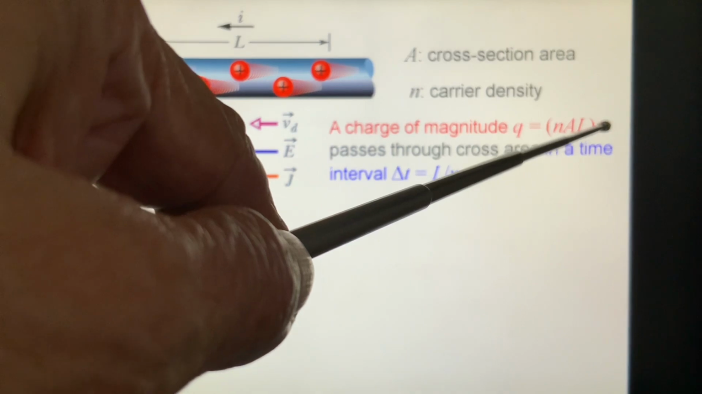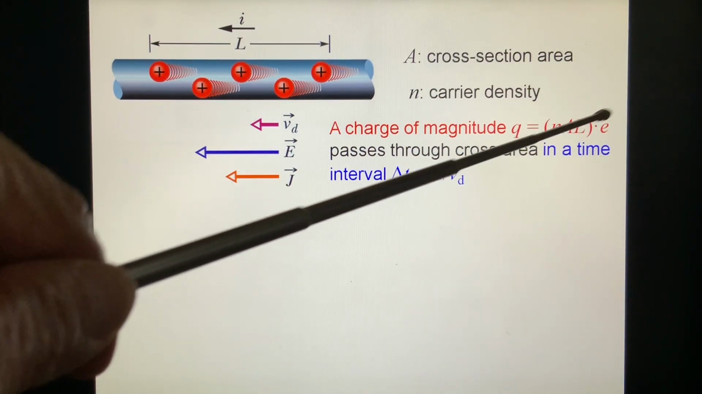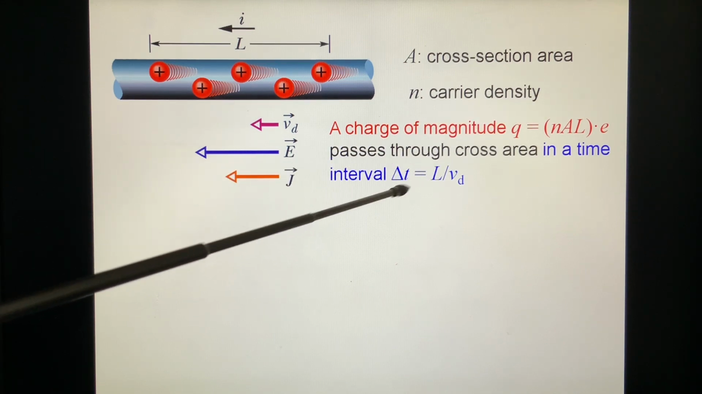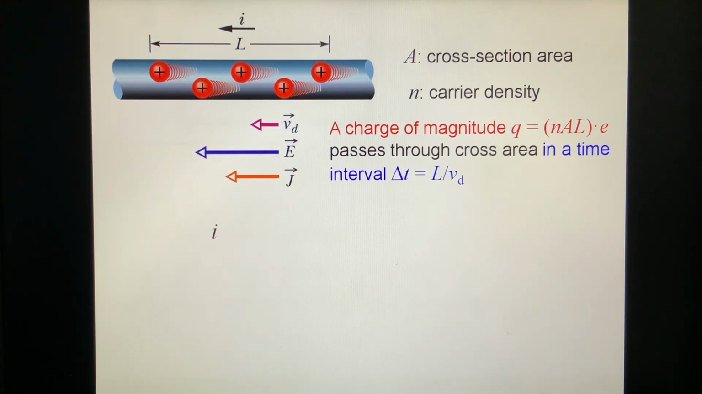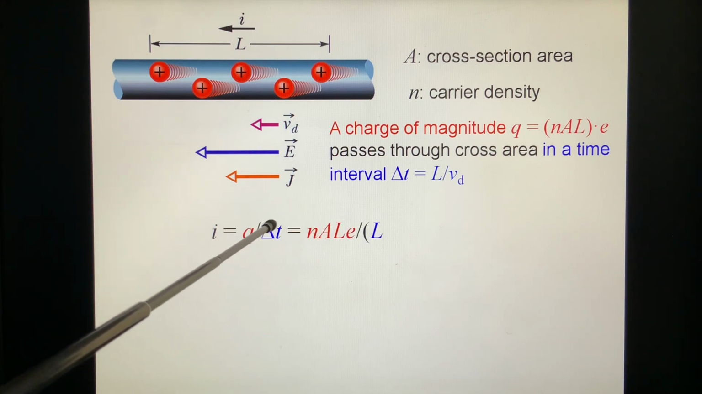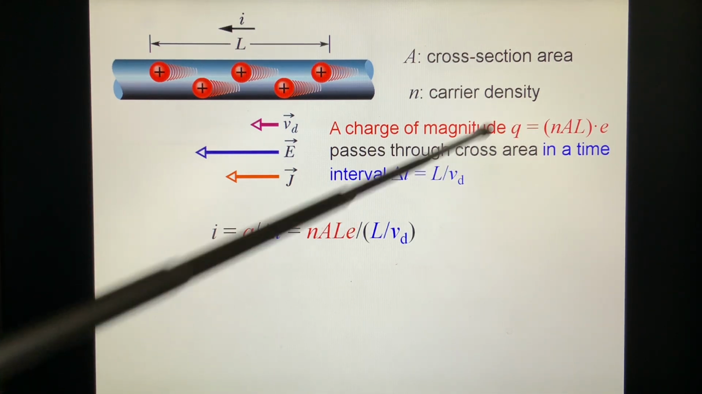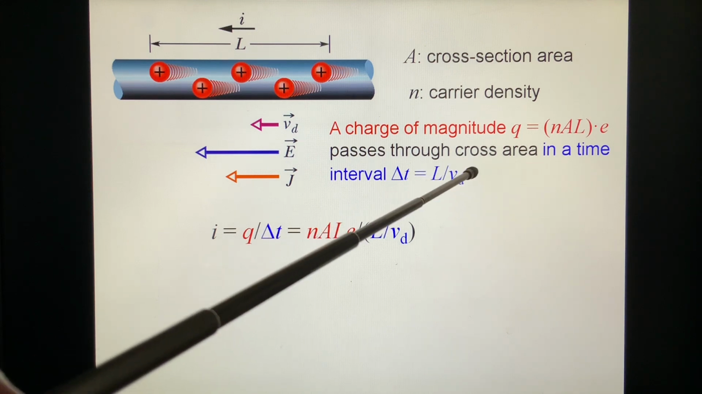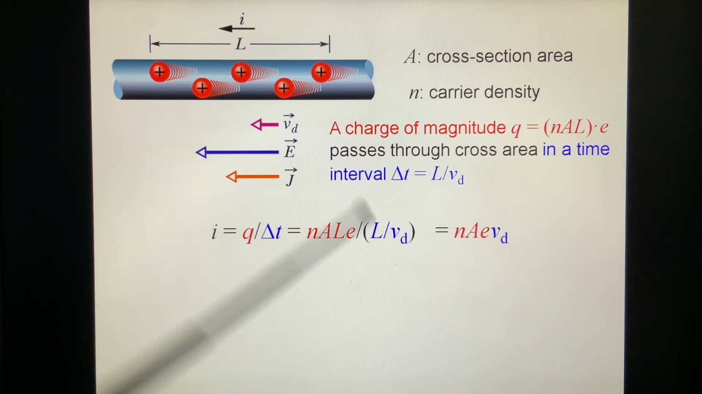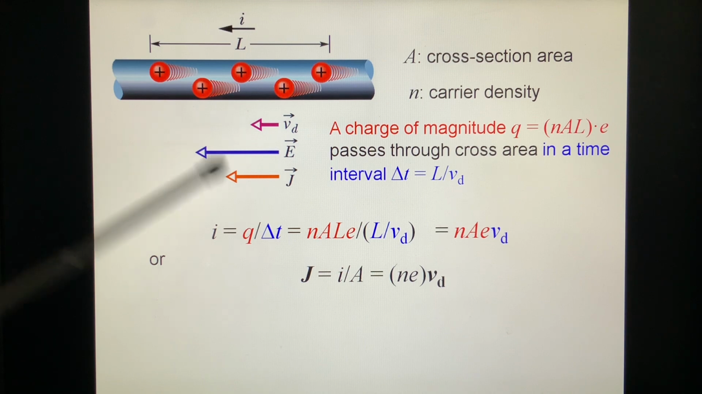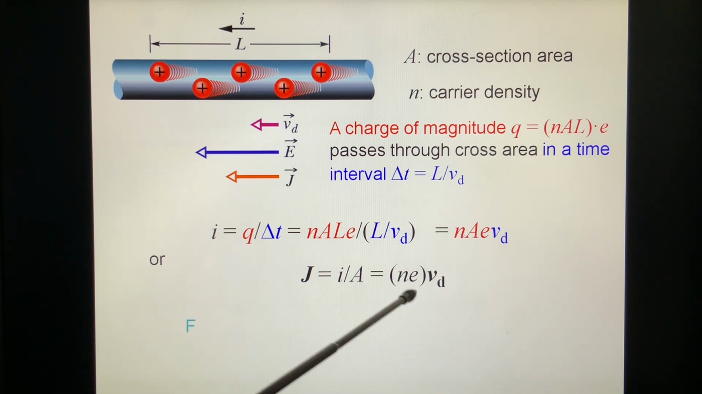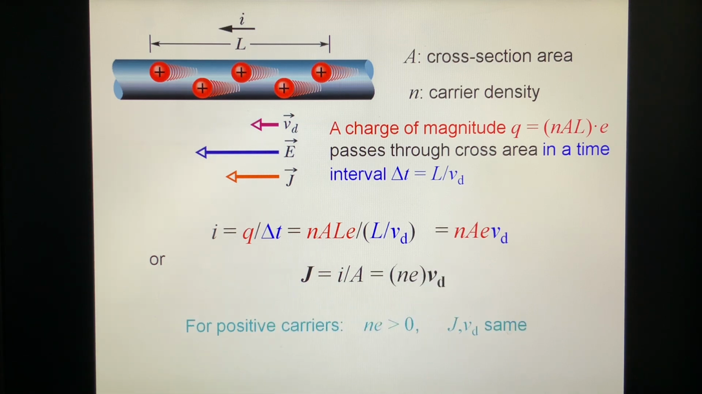This is the total number of carriers, each carrier with charge e. So Q is the number times the charge. How much time? L over Vd. Within this time, this charge flows in. So I is Q over delta T. Q is n A L e, and delta T is L over Vd. So we find I: cancel out the L, and we get n A e Vd. And J is I over A, the current per unit area, which equals n e Vd. That's the formula we have to remember. So J is related to drift speed. If the current is positive, they have the same direction. If the current is negative, they have opposite directions.